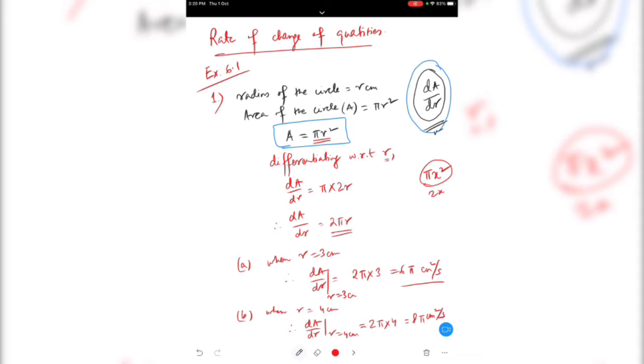Now why am I writing centimeter square per second? Sorry, it won't be centimeter square per second. Mistake. Sorry. The unit will be what? Unit of area is centimeter square, and unit of radius is centimeter. So they cut, and it will be centimeter. Okay, clear? So let me do another question related to this one.